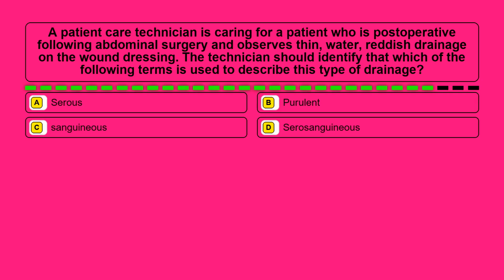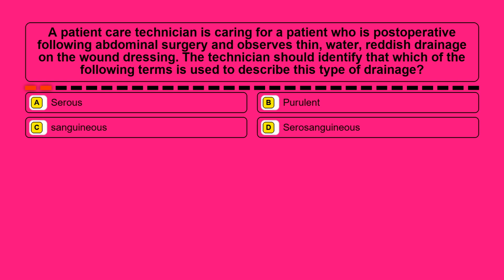Question 5. A patient care technician is caring for a patient who is postoperative following abdominal surgery and observes thin, watery, reddish drainage on the wound dressing. The technician should identify that which of the following terms is used to describe this type of drainage. Option A, serous. Option B, purulent. Option C, sanguineous. Option D, serosanguineous.